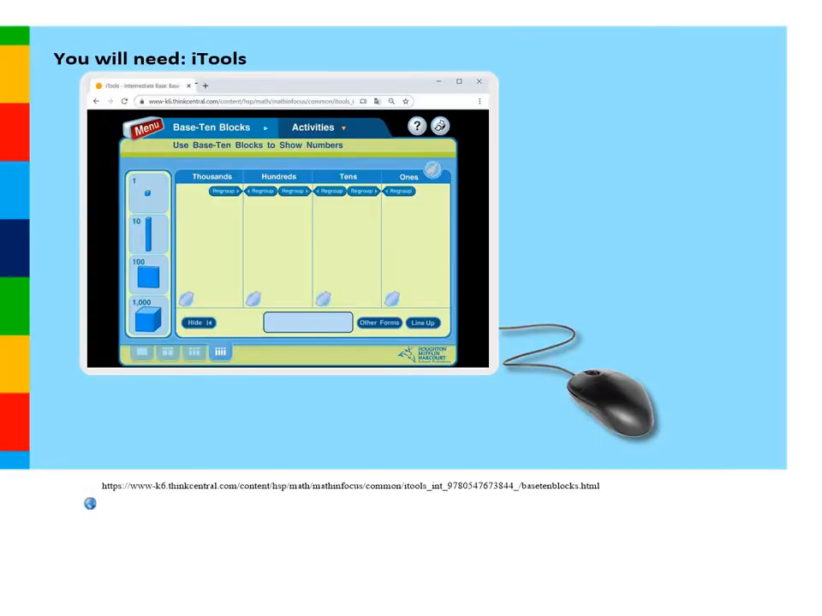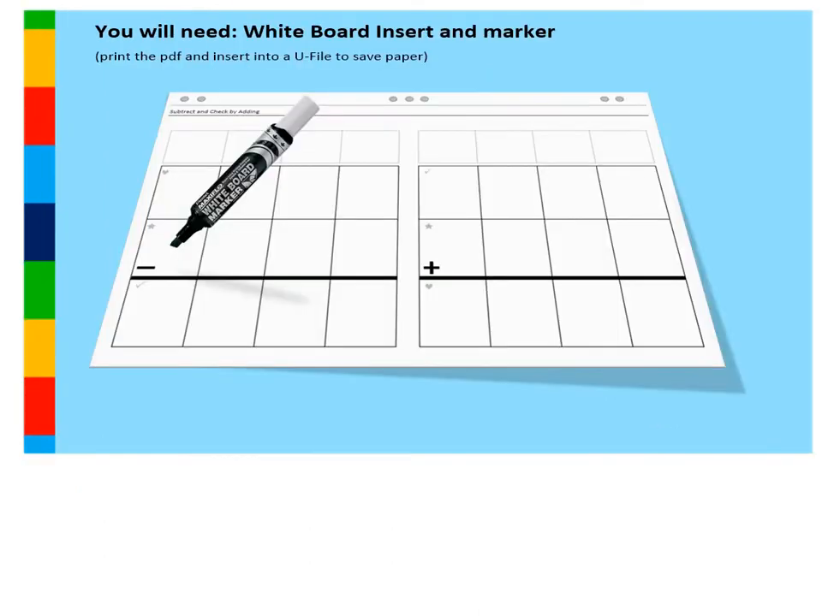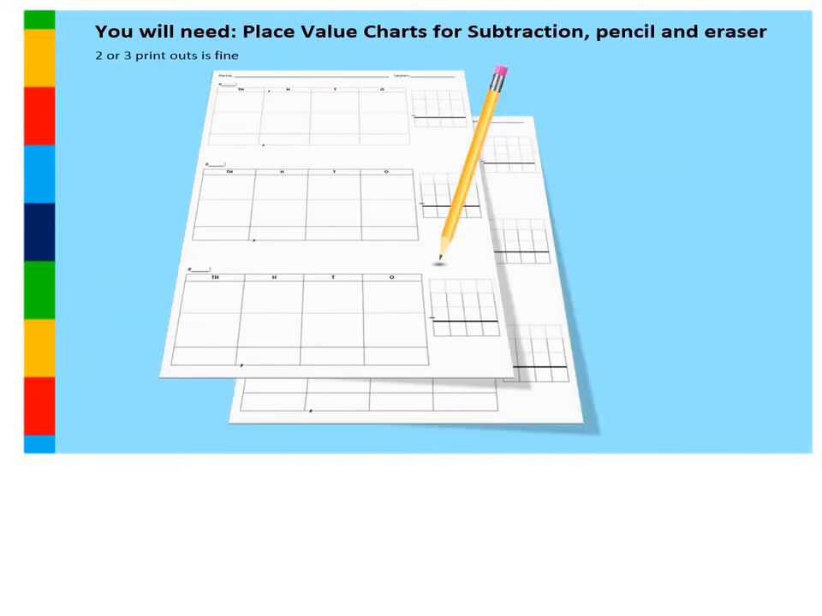You'll need access to iTools. This is a tool on the internet and the link is on Jupyter. You will also need a whiteboard insert and a whiteboard marker. Please print the PDF and insert it into a U file or a sheet protector to save paper. The PDF is called Subtract and Check by Adding. You'll also need 2 pages of this.